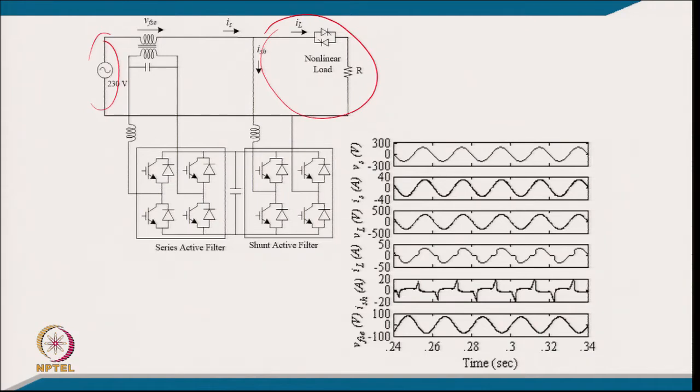After making the model of this whole system and simulating it with the data given, the waveforms are plotted here. This is the supply voltage, this is the supply current after the compensation, this is the load voltage, and this is the load current typically drawn by this AC voltage controller. This is the shunt active filter current, and this is the voltage injected by the series active power filter because of the voltage sag and swell.